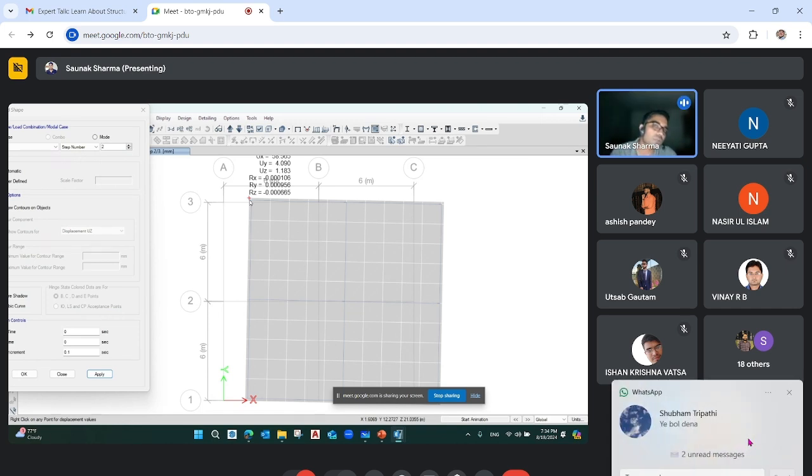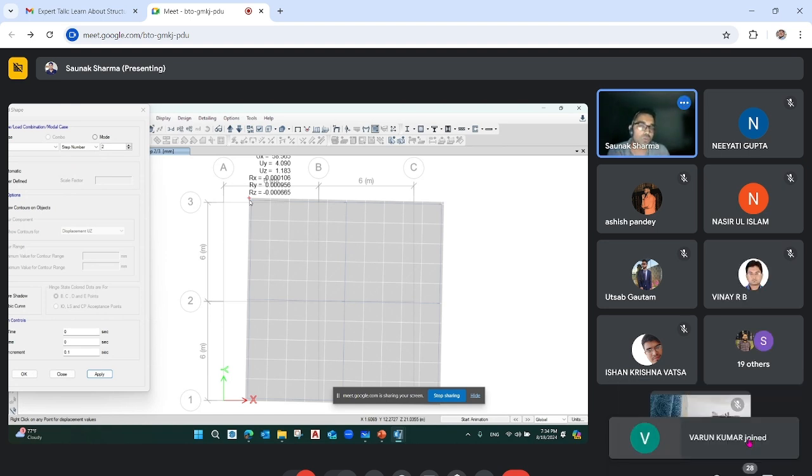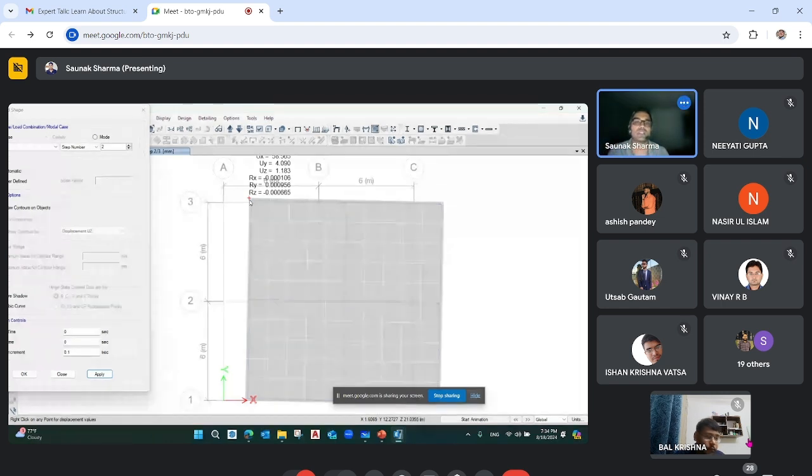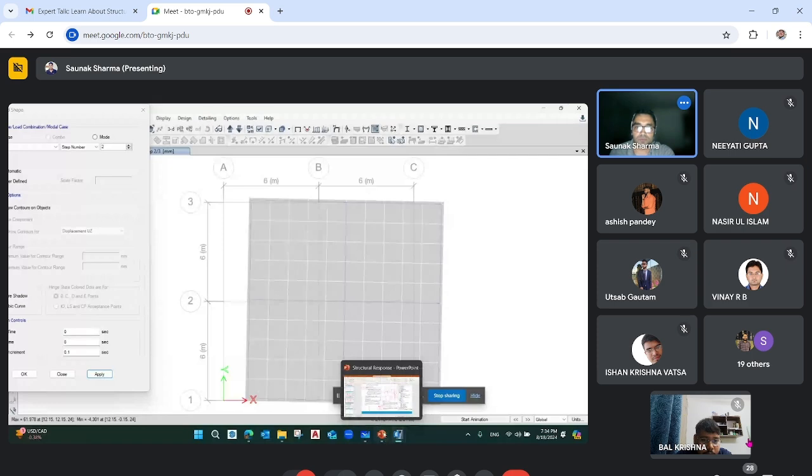If it is greater than 1.5, the code says that if it is in the range of 1.5 to 2, then we can do dynamic analysis, with no need to do anything else. If the ratio exceeds 2, then we need to reconfigure the building, or bring it within that limit by changing the architectural drawing, the position of the shear wall, adding columns, or something like that.